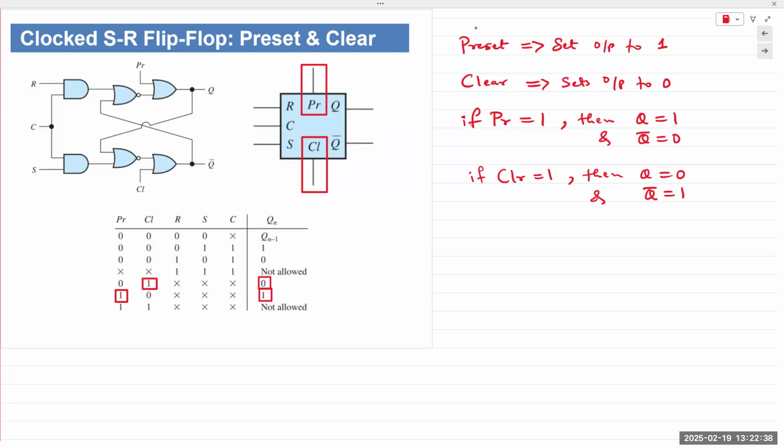One important thing you would note about these two inputs is that they would never be high at the same time. Okay. They would never be high at the same time.